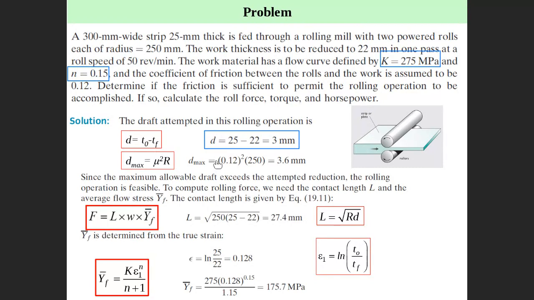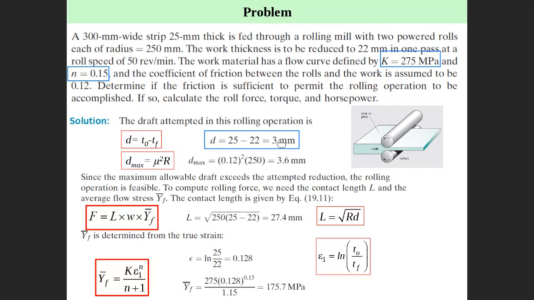Okay, if we find that, for example, maximum draft is 2.5 or 2 millimeter and you would like to achieve 3, is it possible? No. You must not exceed the maximum draft. So in this case, what to do? How to solve the problem? Either change the radius, increase the radius of the roll, or increase friction, to increase the maximum draft. If no way we cannot change maximum draft, what to do? Make 2 cycles. If maximum draft is 2 and you would like to achieve 3, then make it 1.5 millimeter and 1.5 millimeter. In 2 passes, one pass 1.5 millimeter, another pass 1.5 millimeter, then you can solve the problem.